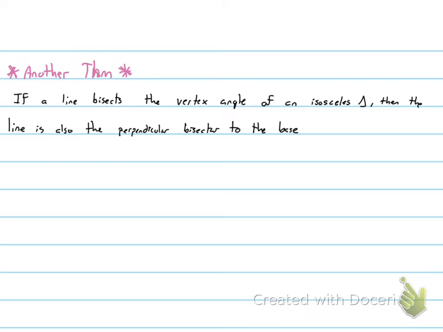So one more theorem, it's not going to be used as frequently, but an important one to know. If a line bisects the vertex angle, and again, remember, bisect means cuts that angle in half, so if a line bisects the vertex angle of an isosceles triangle, then that line is also the perpendicular bisector to the base. A perpendicular bisector means it's hitting it at a perpendicular or 90-degree angle, and it also cuts that base in half.